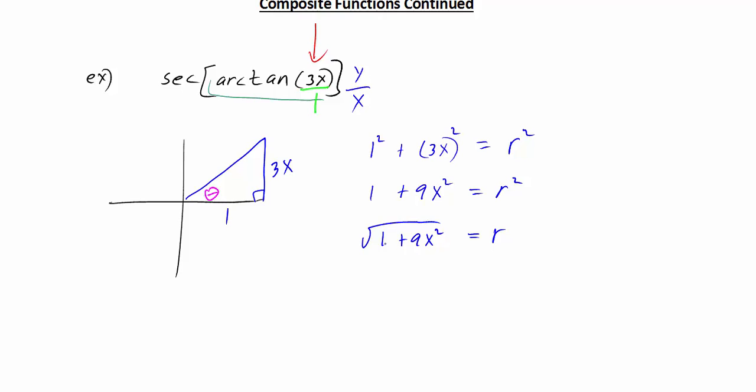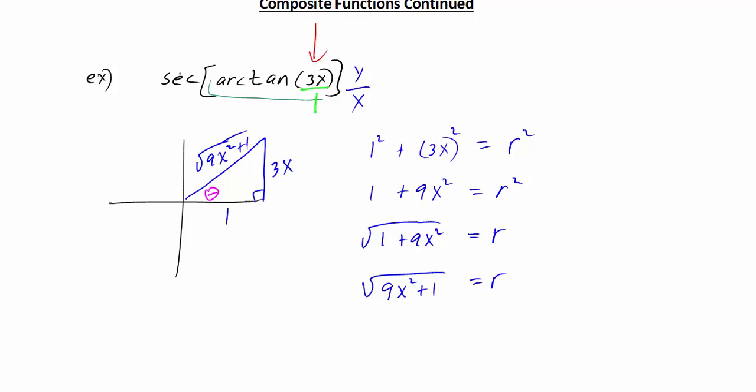And it doesn't matter the order that we write this. This is the square root of 1 plus 9x squared. You certainly could write this as the square root of 9x squared plus 1. I think it looks a little bit better if we put the exponent in front, but either way is fine because this is addition and the order doesn't matter. So here we have the radius or the hypotenuse.